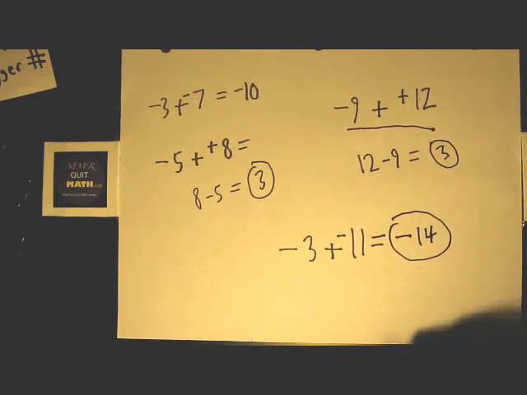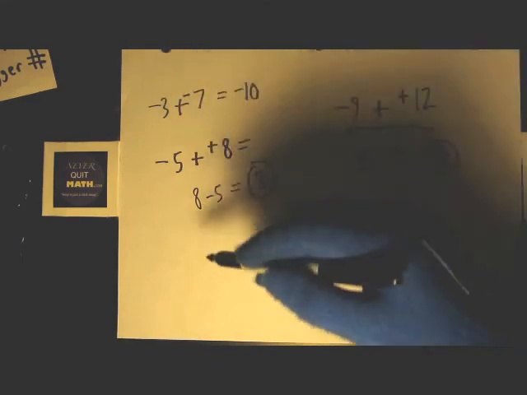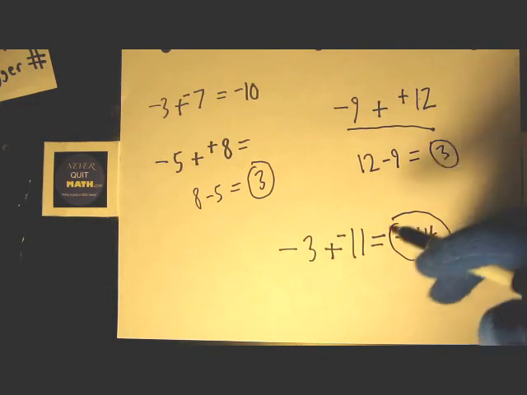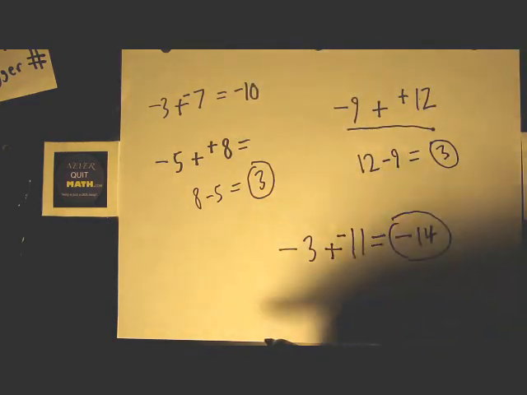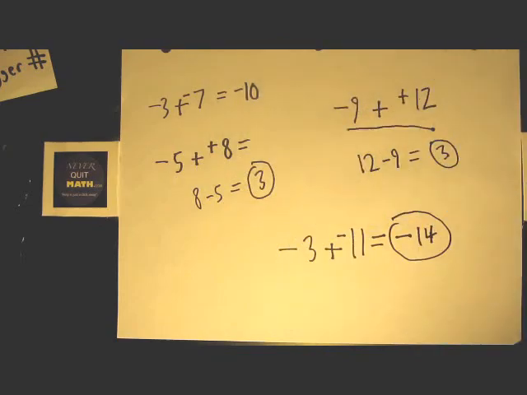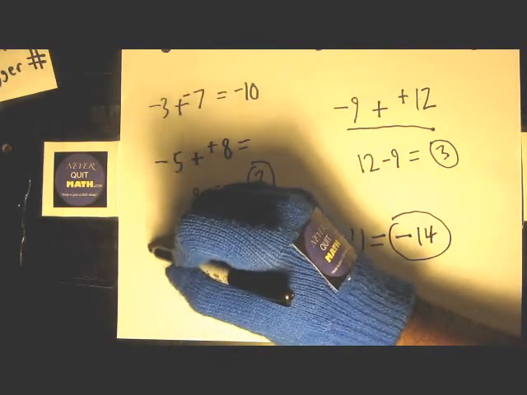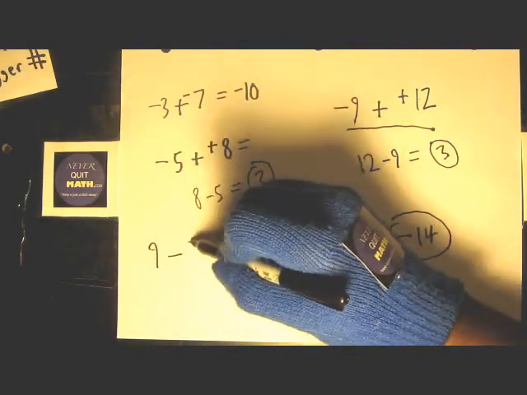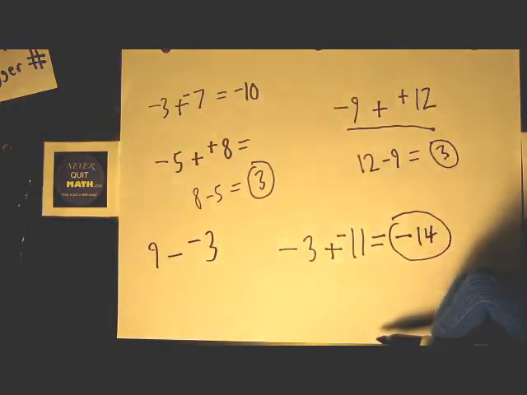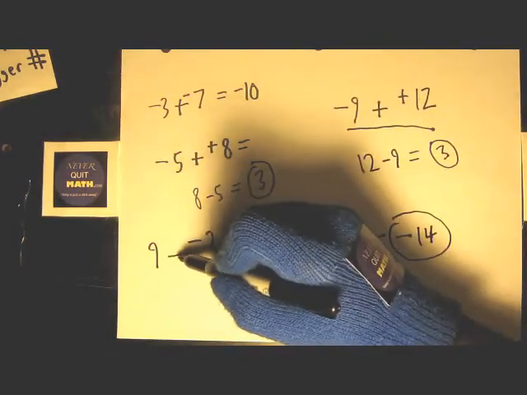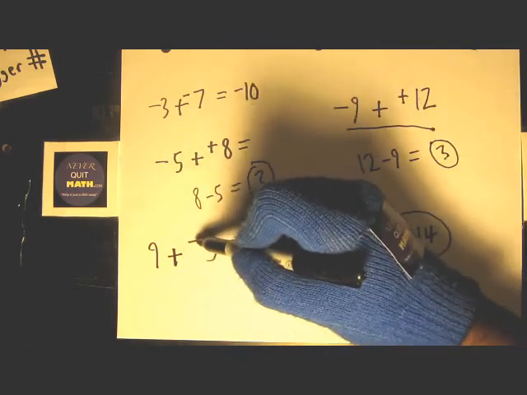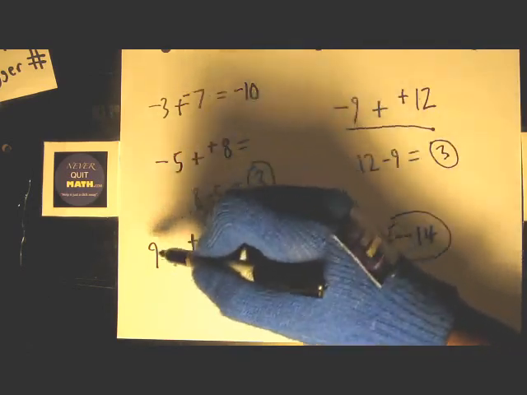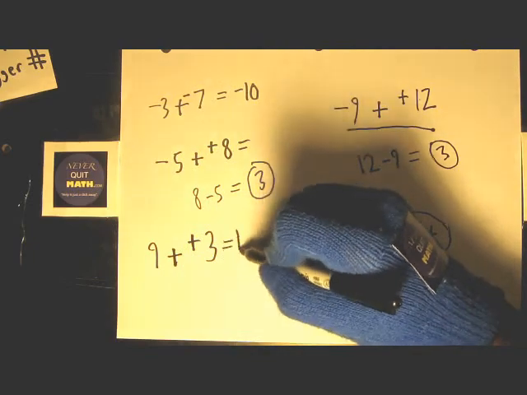So let's do one more, and that's the basic flow of it. We started out with a negative minus a positive. We started out with a negative minus another negative. So now let's start out with a positive minus a negative. Let's do 9 minus -3. What happens here? Turn your subtraction to an addition. Then you change the sign of the second number. Since that's negative, you make it positive, and you got 9 plus 3, and that's just equal to 12.